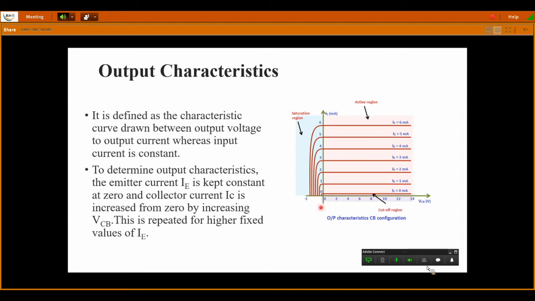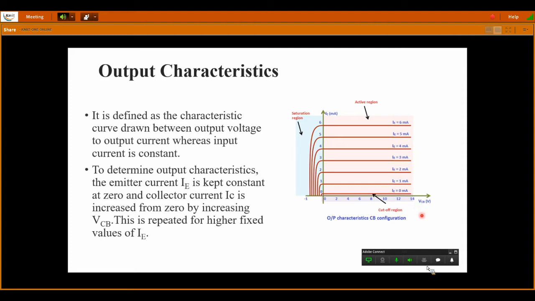So when the emitter current is 0 milliamps, you apply the reverse bias voltage, which is gradually increased from 0 to 14 volts in steps. You don't have any collector current IC, so the collector current becomes 0. The output current in the common base configuration is independent of the variation in the output junction voltage. So it doesn't depend on the variation.